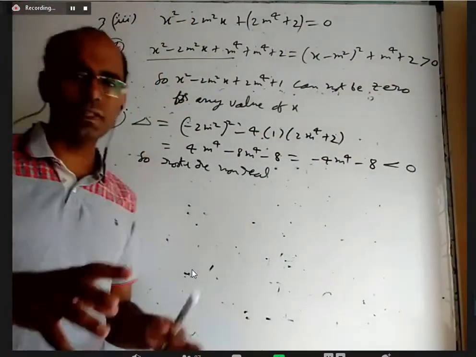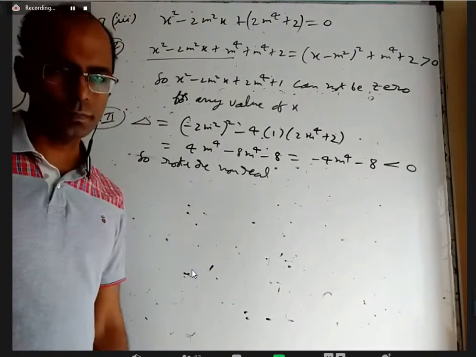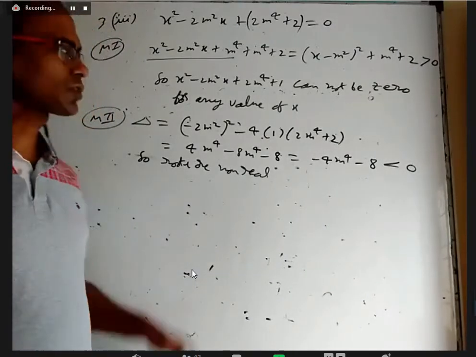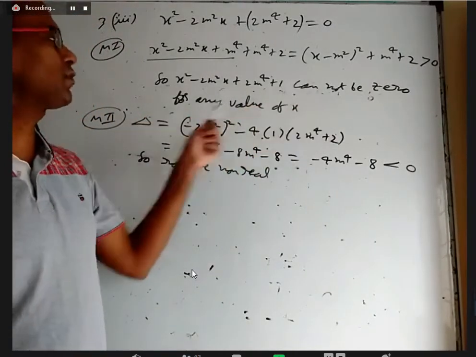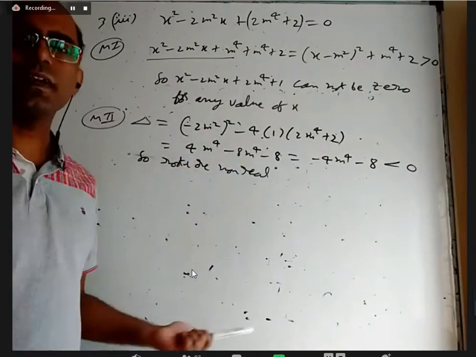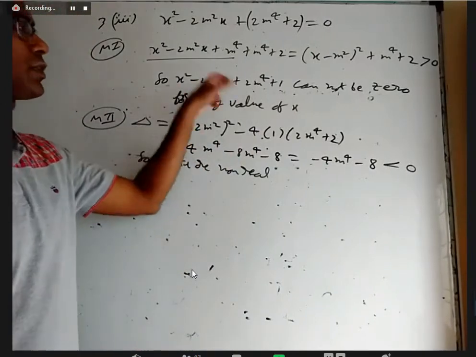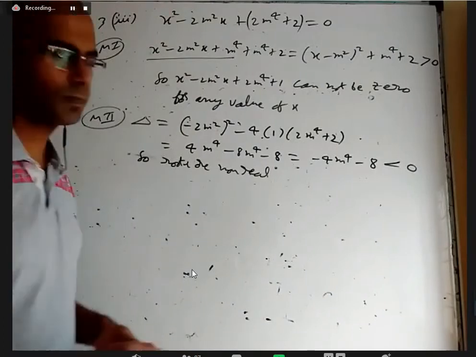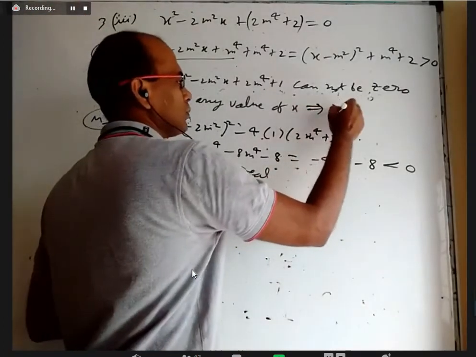If something is always greater than 0, can it be equal to 0 anytime? No, sir. That's what I wrote. So this cannot be 0 for any value of x. That means it doesn't have any real roots. Whatever real number you substitute, it will never become 0, meaning no real roots.